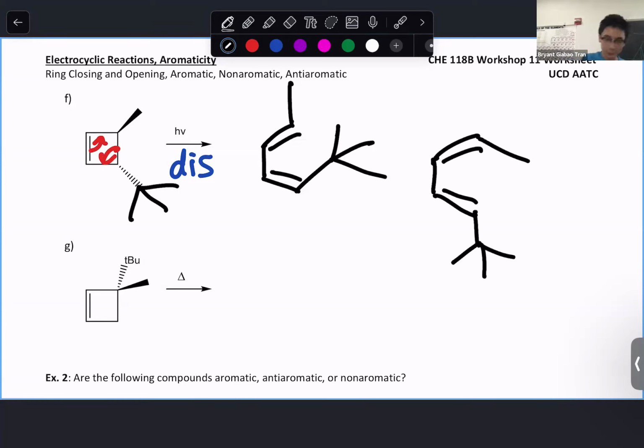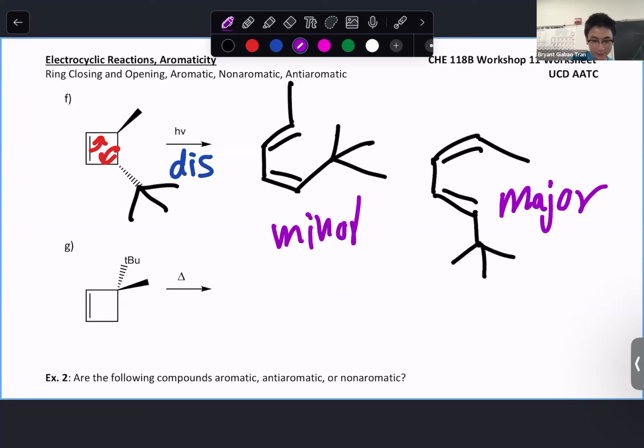Now there would be a major and minor product here. Which one would be major and which one would be minor? Major has less steric hindrance, minor has more steric hindrance. But in the original problem, they're both the same because it just flipped and rotated, since they're both the same groups. If there was a different group, then these would be your two different products.